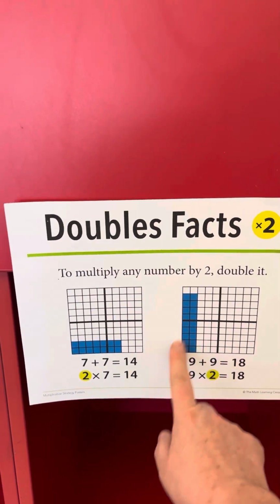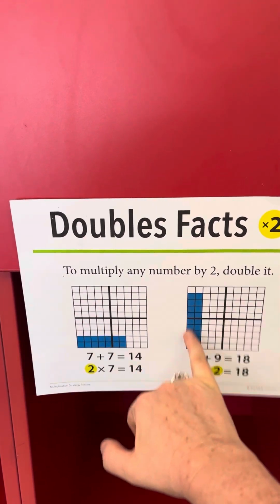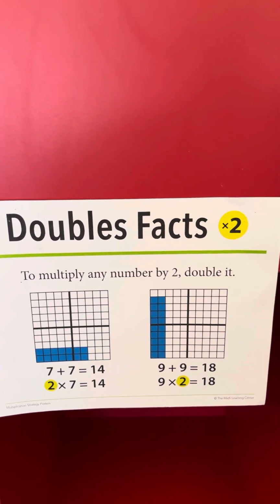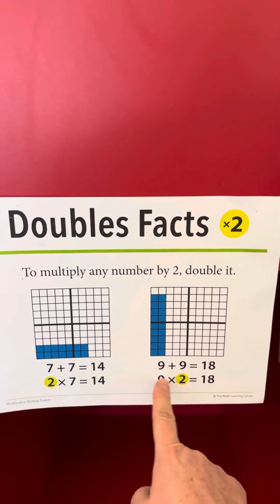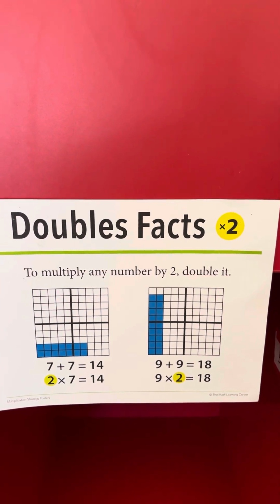But you could turn this around and think of it as 2 times 9. There's 2 columns with 9 in each column. There's a column of 9. There's a column of 9. 2 times 9, 9 plus 9 is 18.